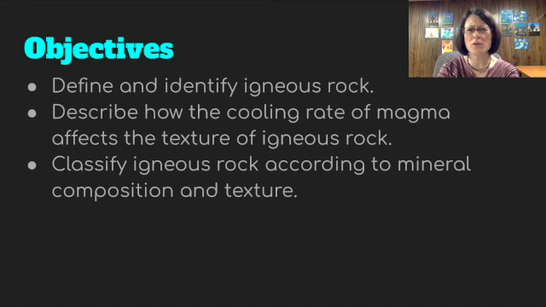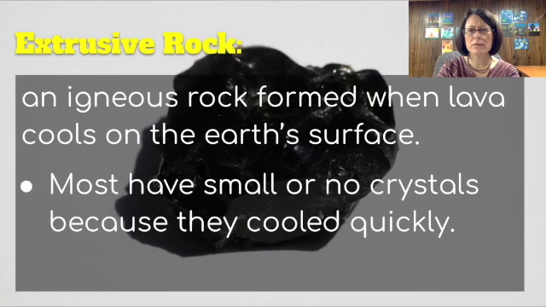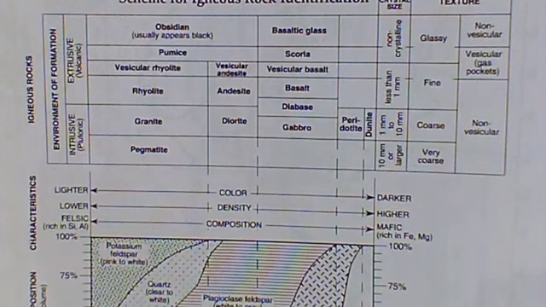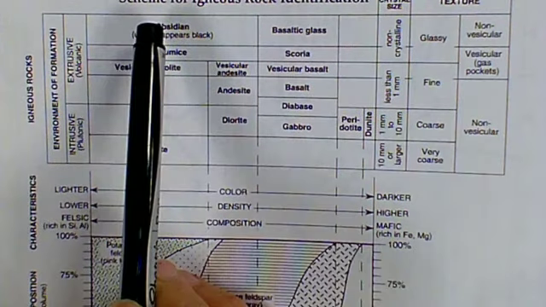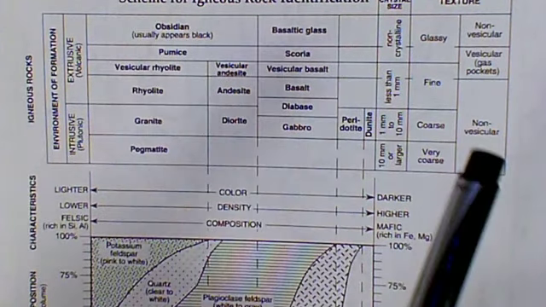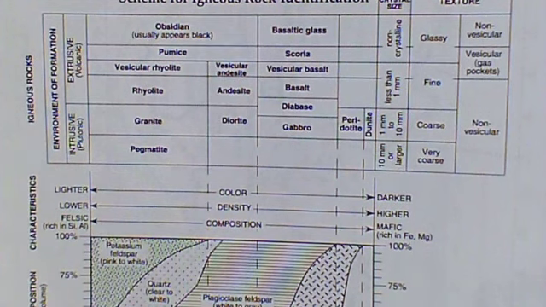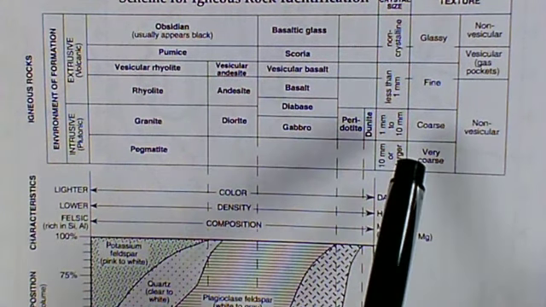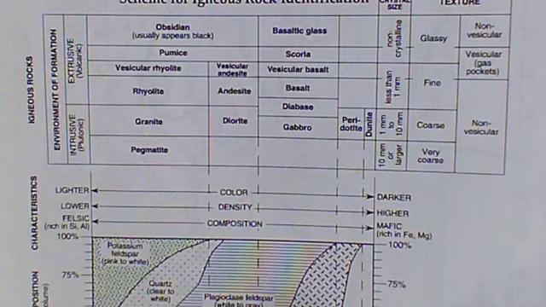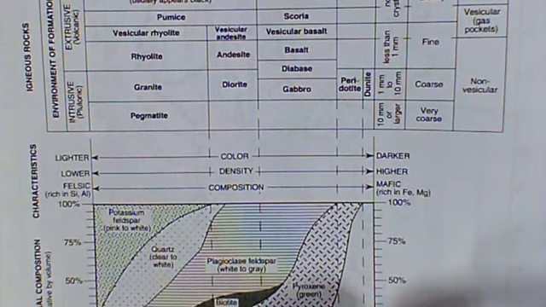Now I'm going to switch over to my camera because I want to show you where you can find a lot of this information in your reference tables. Okay, so here I am on page 6 of your reference tables. And we can see that it says Scheme for Igneous Rock Identification. This is at the bottom of the page. And it has a lot of the words that we already talked about here.